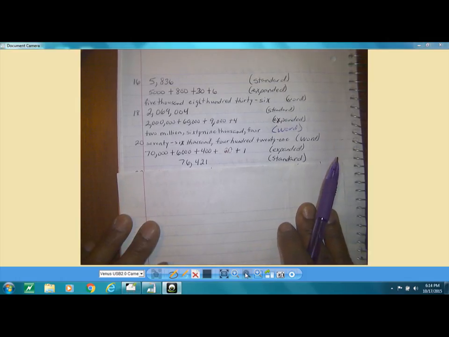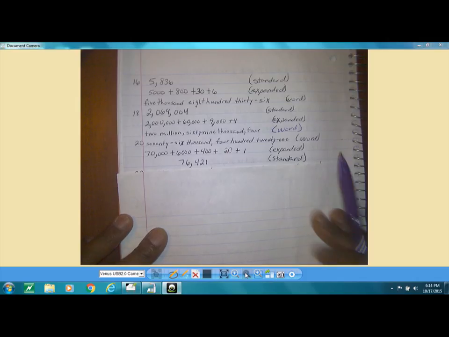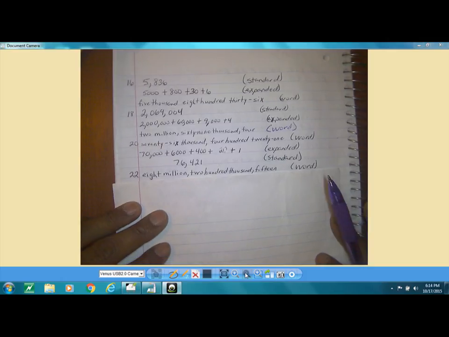Number 22 is asking the same thing. They gave it to you in word form. They want you to write it using digits or in standard form. They give you 8,200,015 in word form.